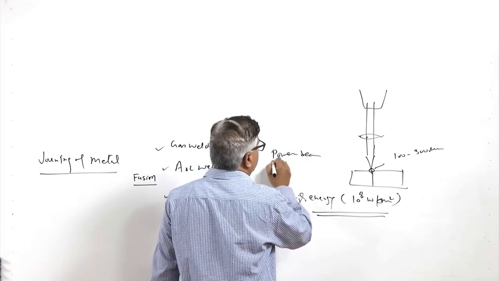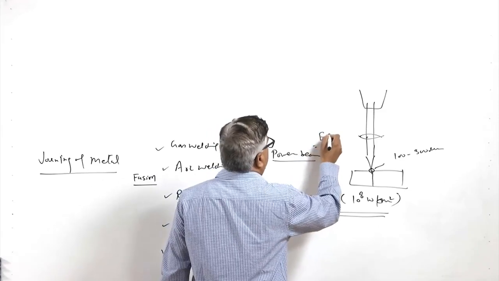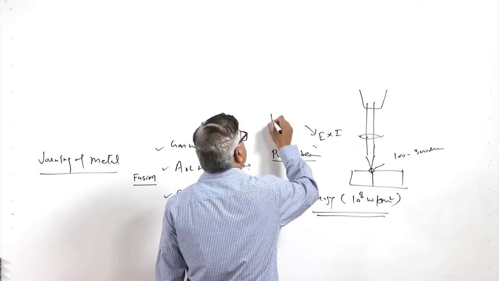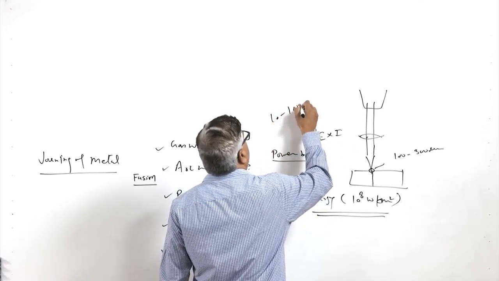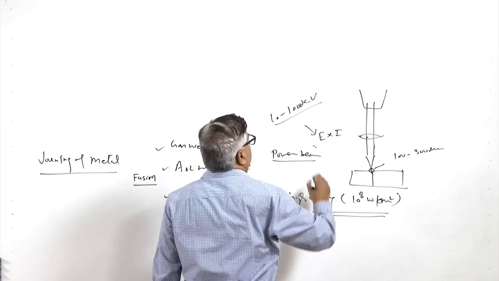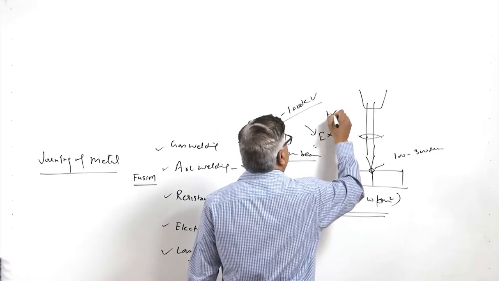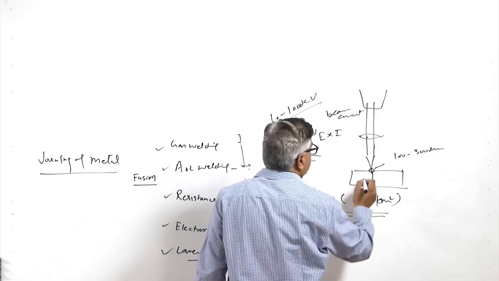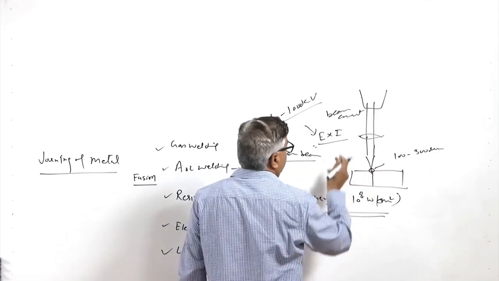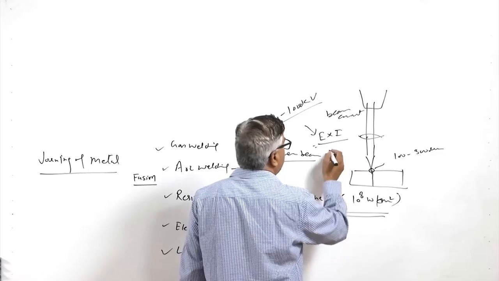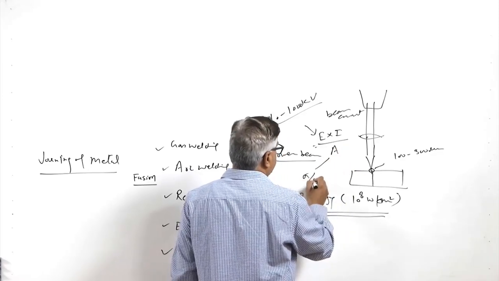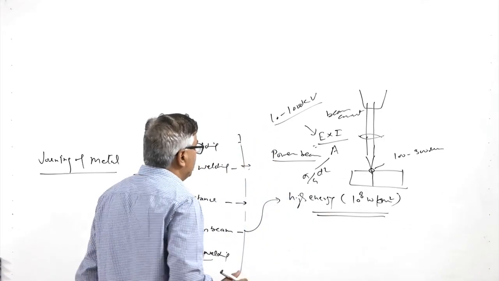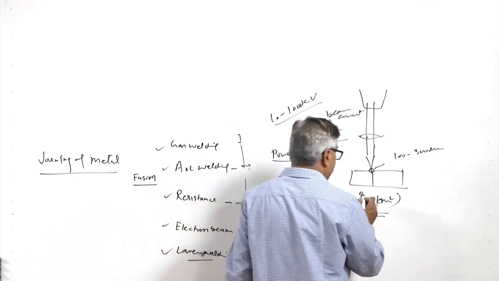In order to obtain the power of the beam in electron beam welding, power of the beam is E into I, where E is the accelerating voltage, which is in the range of 10 to like say 1000 volts, and I is the beam current. If the beam is focused over a particular spot area, then the area is obtained from pi by 4 d square, where d is the diameter of the spot where the beam is being focused, and this results in a much higher energy density.